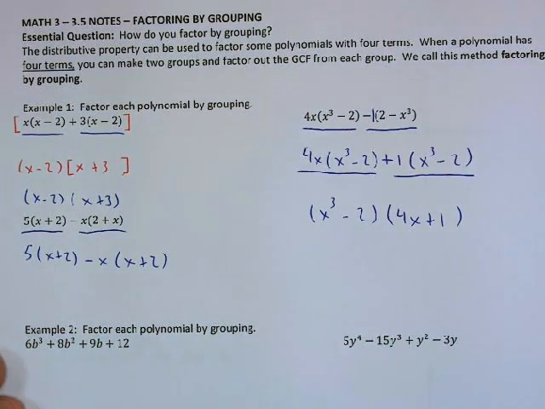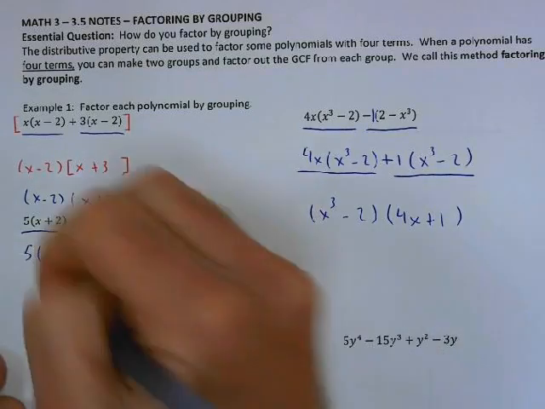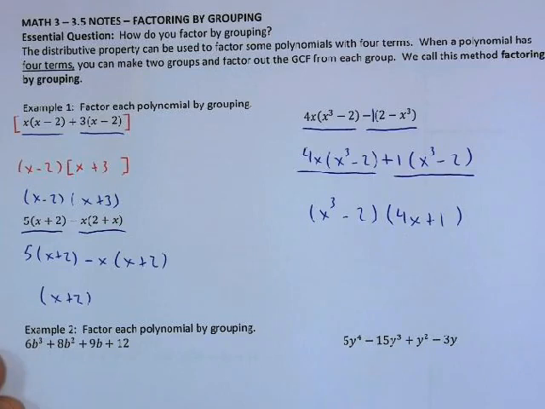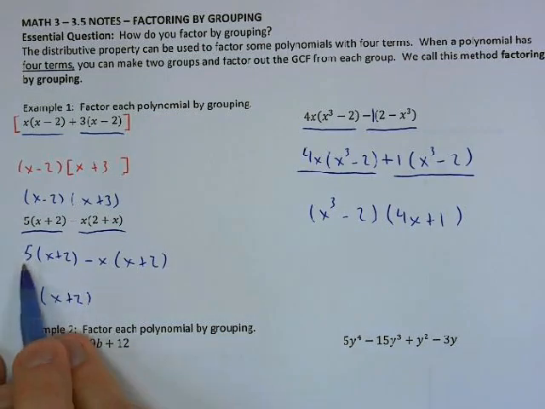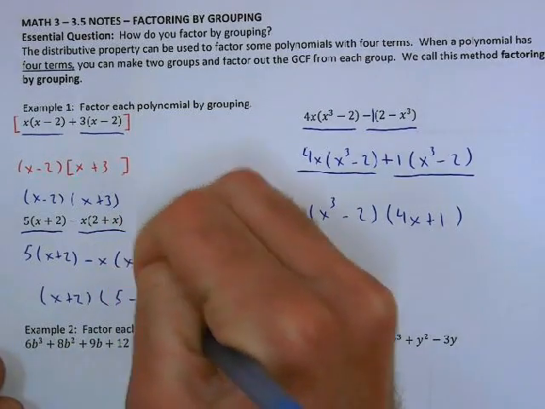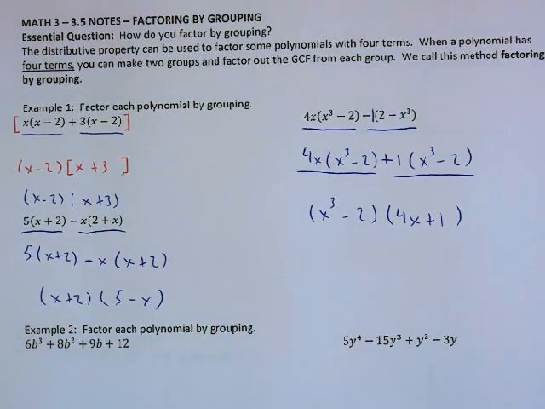And then now what do they have in common? Well, now they both have the x plus 2 in common, so we can take that out. And if we take out the x plus 2's, what are we left with? 5 minus x, so then that's our other binomial. And then we're done factoring.